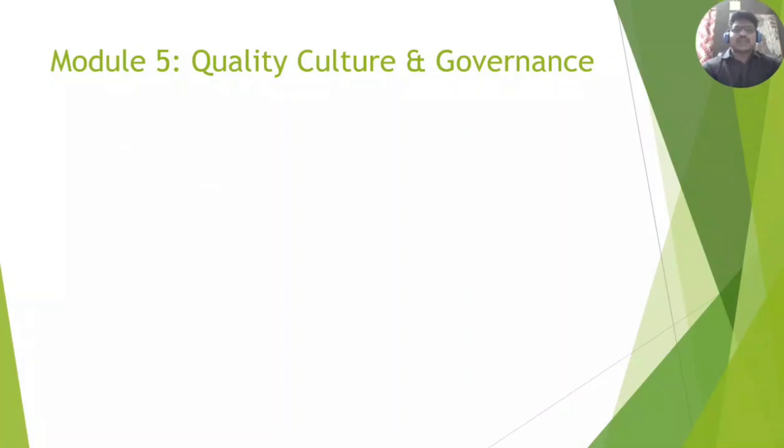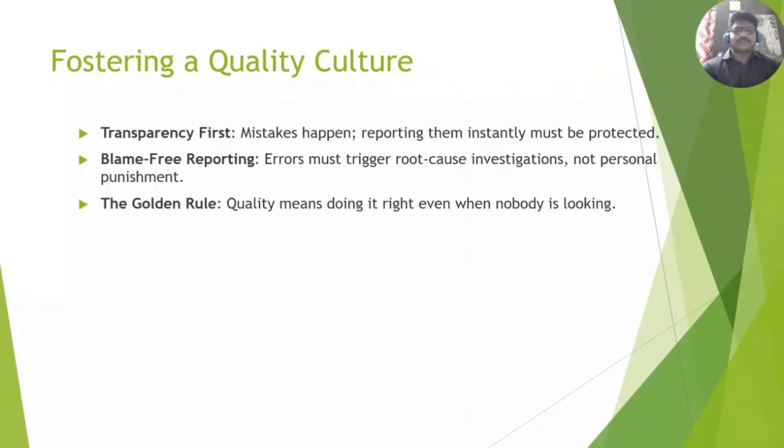Module 5, quality culture and governance. Fostering a quality culture. Transparency first. Mistakes happen. Reporting them instantly must be protected. Blame-free reporting. Errors must trigger root cause investigations, not personal punishment. The golden rule: quality means doing it right even when nobody is looking.